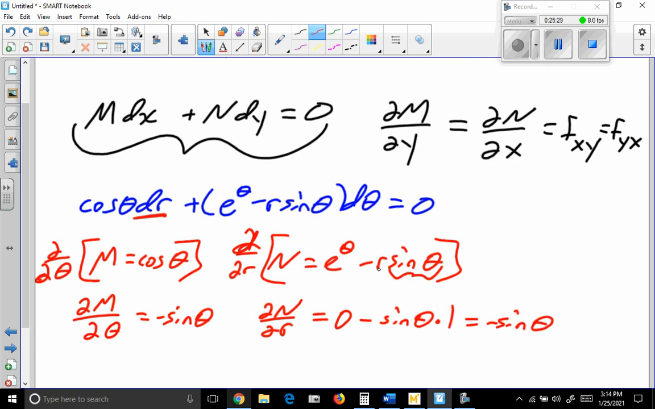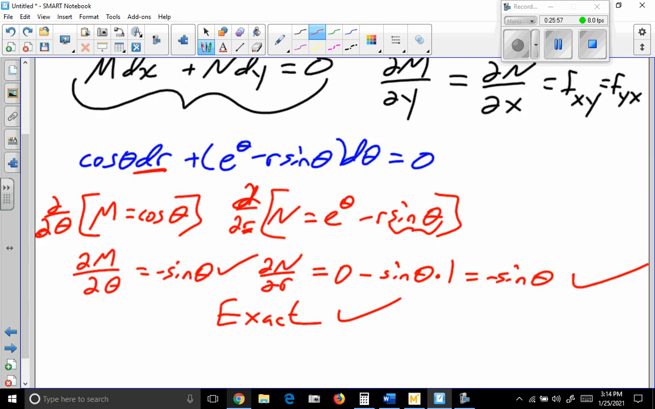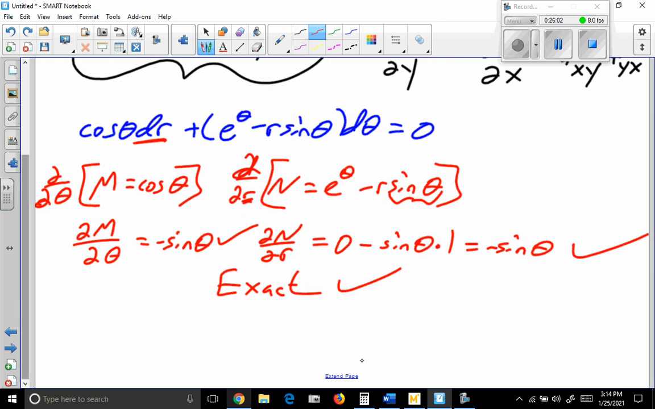So remember, even though r is a variable, and even though theta is a variable, when we're doing partials, if it's not that variable, we treat it as if it's a constant. So that's not an r, so we treat that like it's a constant, so we leave it alone, take the derivative of our variable, r. So those are the same, those match. So this is exact, because those are the same. So if it is exact, then we should be able to work backwards to get our original function.